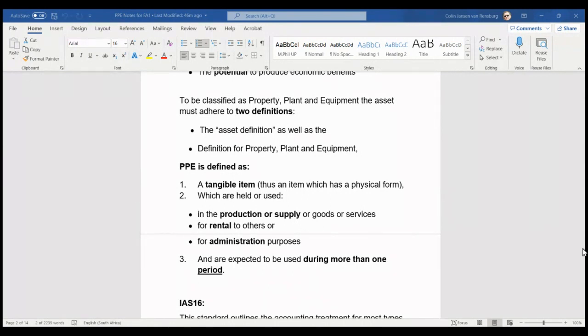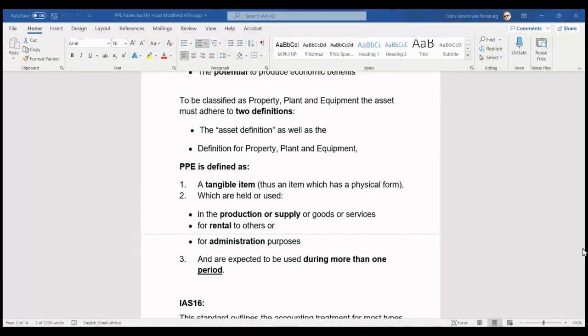As we've seen earlier, let's read the definition, because once again, it's one sentence and then we break it down into its components. From IAS 16, the definition of property, plant and equipment reads as follows: Property, plant and equipment is a tangible item which is held or used in the production or supply of goods or services, or for rental to others, or for administration purposes, and is expected to be used during more than one period. That is exactly the sentence as it stands in IAS 16. But now let's break it down into the most important components mentioned in that sentence.